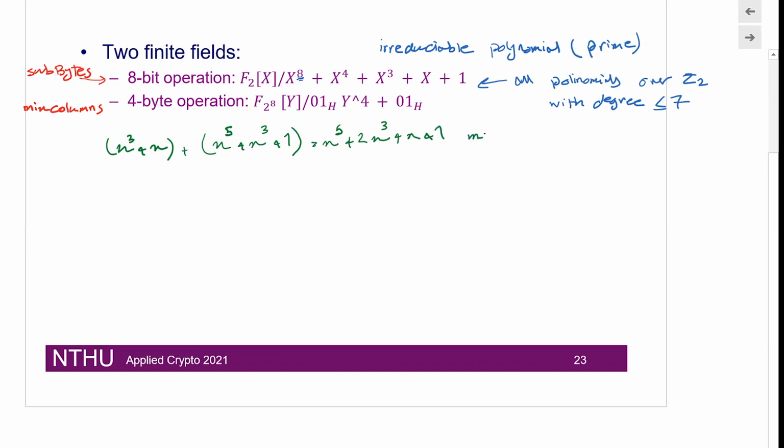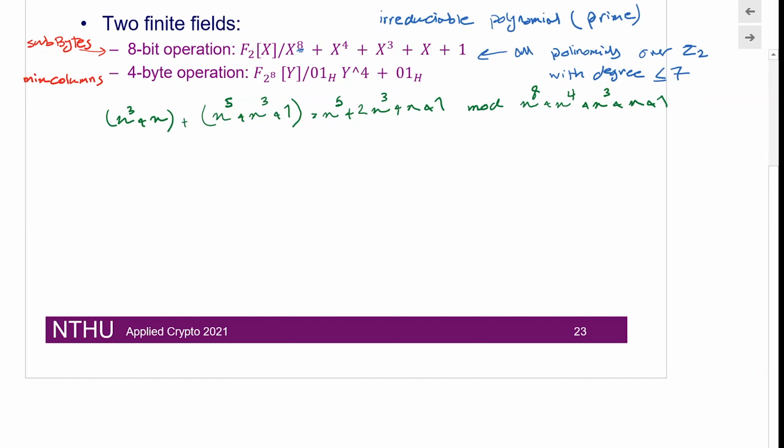And then we said that we will compute mod x^8 + x^4 + x^3 + x + 1. So we said that we are in Z2, so the coefficients we always compute mod 2, so the result would become only x^5 + x + 1. And this modular is not really necessary over here because the biggest degree is already less than 8, so the result would be just this value.